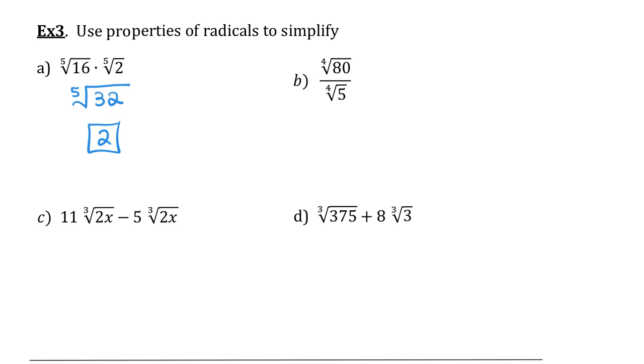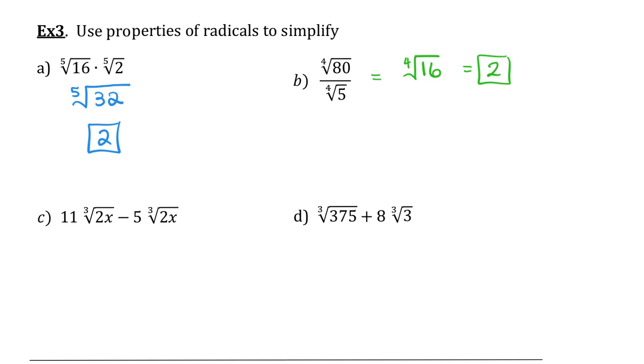Now if I do the 4th root of 80 divided by the 4th root of 5, do I know either of those answers? No. If I knew them, I would evaluate them. So let's divide. Since they're both 4th roots, 80 divided by 5 is 16. The 4th root of 16, that is 2.